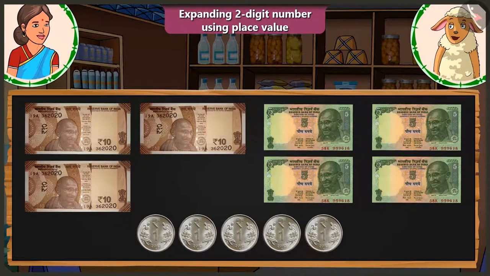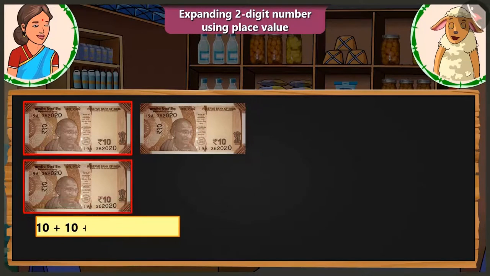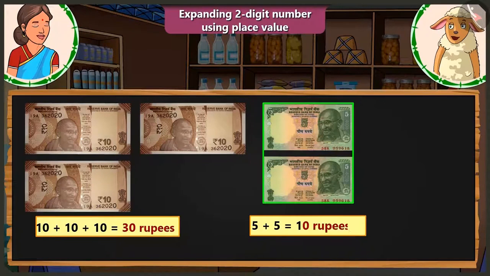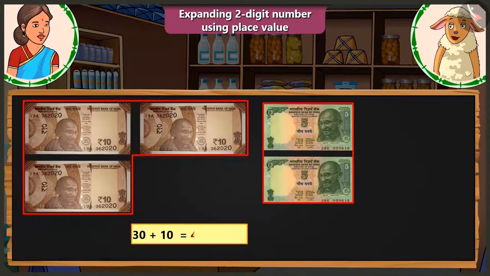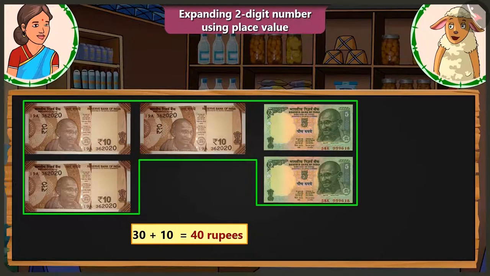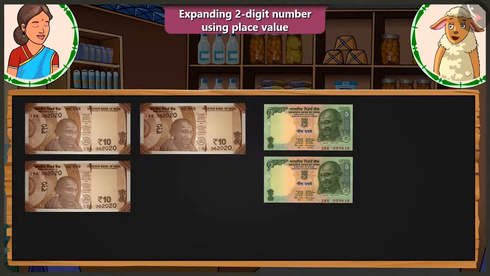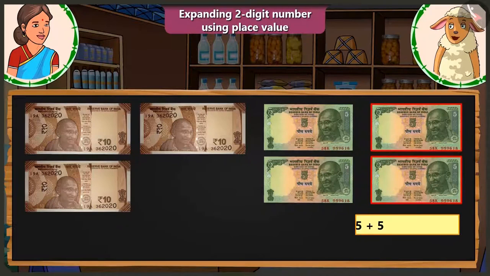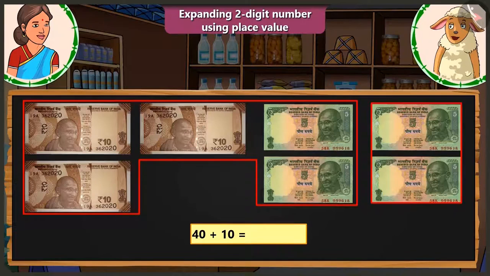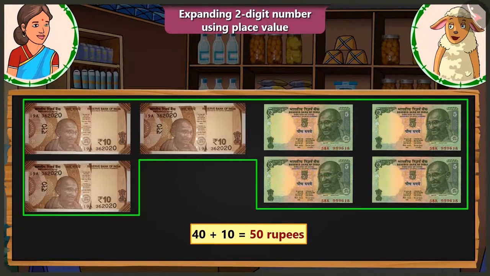Don't worry, Lily. There are 1, 2 and 3 notes of rupees 10. Adding them makes it 30 rupees. Now adding this 5 and 5 makes 10. And adding 10 to this 30 makes 40. Means I don't have to go looking for 10 rupees notes every time. By simply adding 2 5 rupee notes can also make 10. So now adding these 2 5 rupee notes make it rupees 10. So adding 10 to 40 makes it a total of 50 rupees.